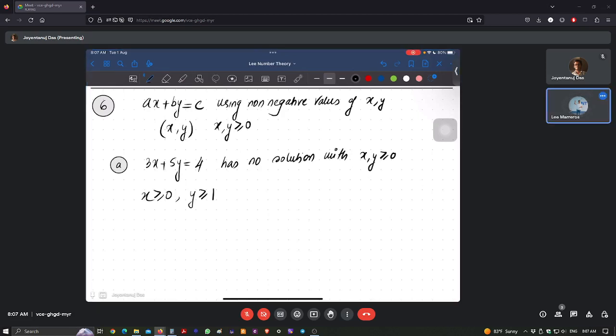Then 3x plus 5y is greater than or equal to 5, because y is greater than or equal to 1. So equal to 4 is not possible, because I want it equal to 4. So this case is not possible, right?